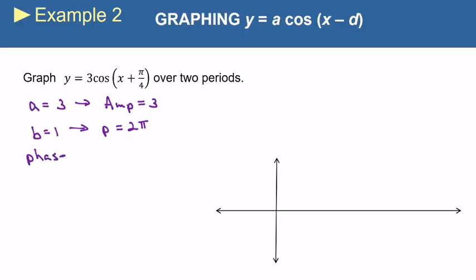And now we'll get phase shift. To find phase shift, we take this argument and set it equal to 0. And that means to solve this for x, we're going to have to subtract pi over 4 from both sides. And therefore, x equals negative pi over 4. Okay, now that's to the left.